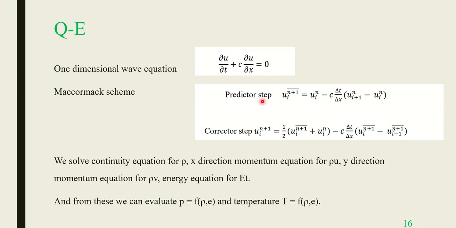Here we are using a two-step procedure, the predictor step and the corrector step, where we are evaluating ui at n plus 1, and we are using this to get the original ui at the n plus 1th time step, and we are taking the average between this and the previous time step values. So basically this is how it is done in the McCormick scheme. We will see this further in the assignment problems.